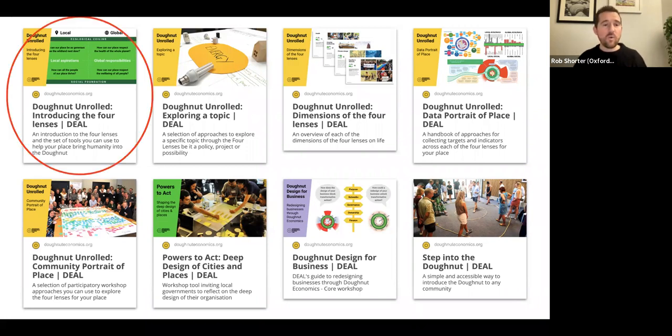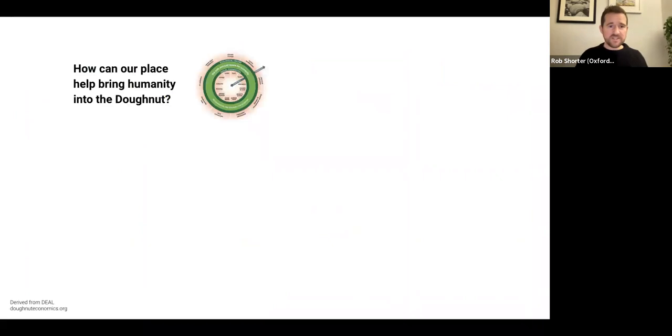But I'm going to hone in on one specific one that I think is of particular relevance to climate emergency centres, which is the Doughnut Unrolled portrait of place. And the reason why we've created this tool is because we have this big goal of the donut for humanity, a global goal that we're all aspiring towards. But how do we take action on that locally? How do we have agency towards that goal?